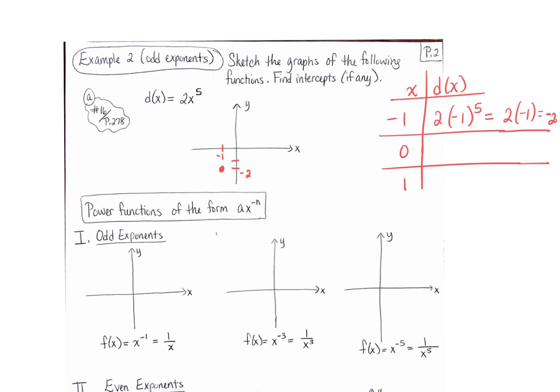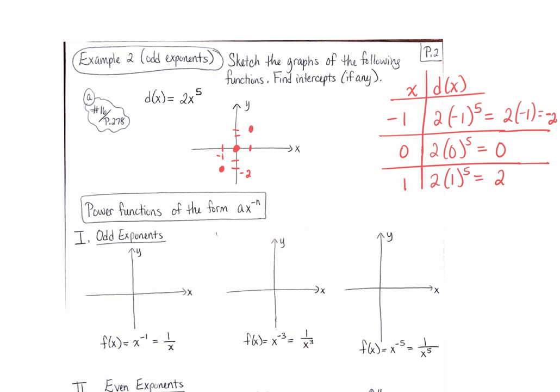Okay? When you substitute in 0, you have 2 times 0 to the fifth. What does that give us? 0. Good. So that means (0, 0), the origin, is a point on our graph. Whenever x is 1, that gives us 2 times 1 to the fifth, which is what? 2. Good. So that means the point (1, 2) is on your graph.